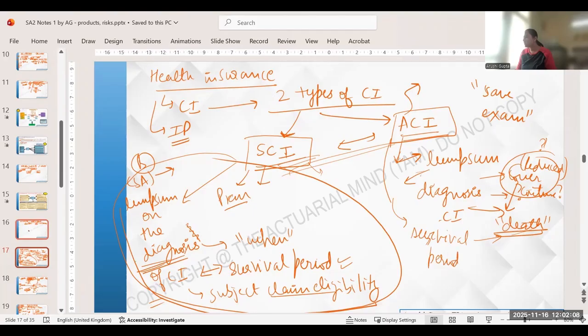Not required. Okay, why? That is why it's accelerated. The benefits are accelerated, whether it's death or diagnosis. Correct.